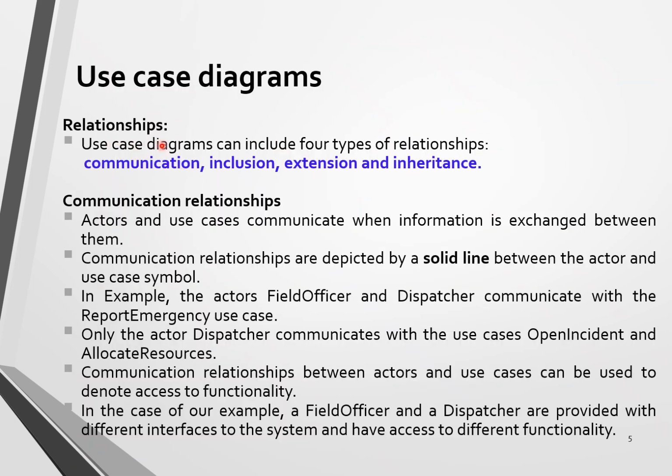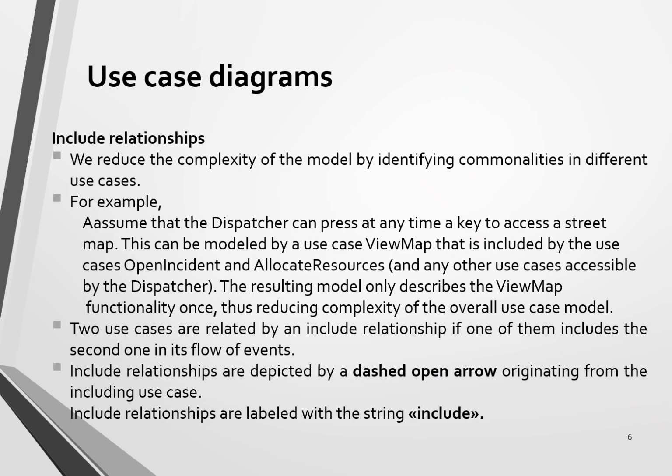So in this, there are different types of relationships: communication, inclusion, extension, and inheritance. How does the communication take place? As we said in the diagram, there are solid lines which are used for the communication between the actor and the use cases. Here, the field officer and dispatcher will be communicating with the report emergency use case as per the diagram. So here, report emergency is the use case, and there are two actors communicating with it through a solid line. That is the communication relationship.